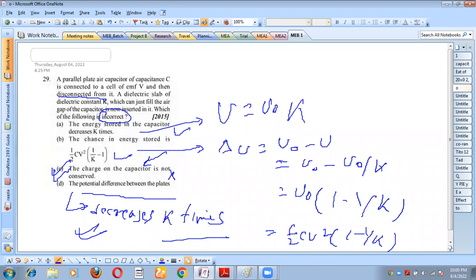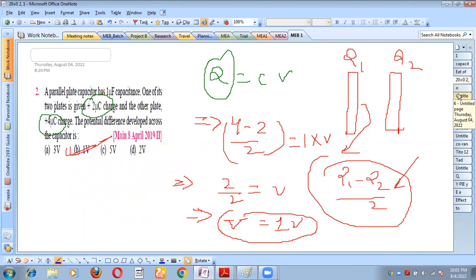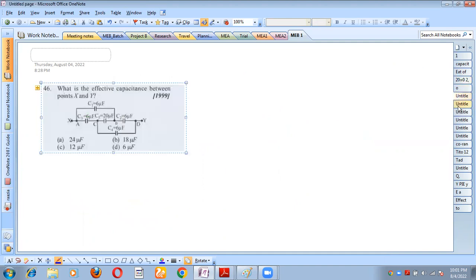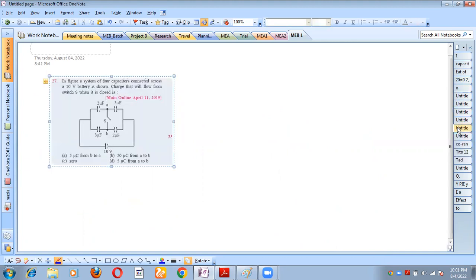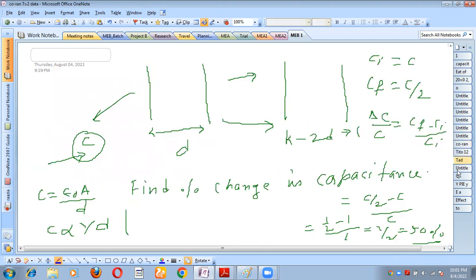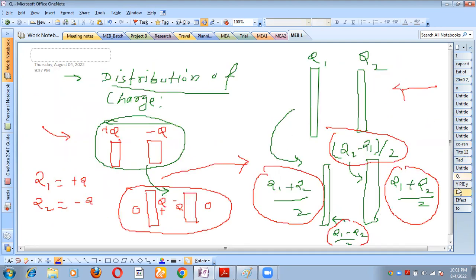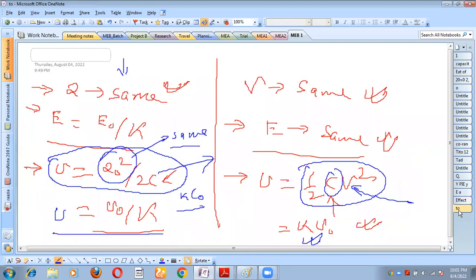Okay, so this was the case of insertion of a dielectric. So this we have done. Move to the next question. We have completed capacitors. So this was the concept related to capacitors, and let us see one more question.